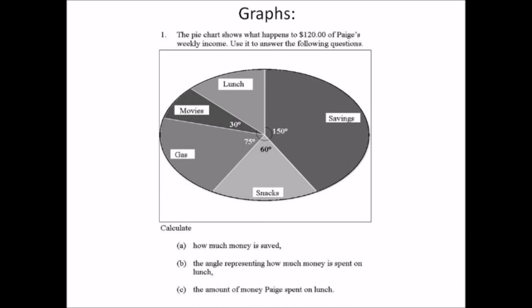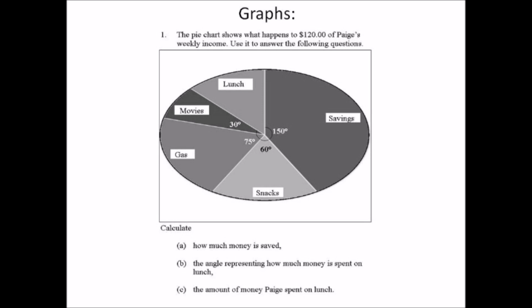Okay, graphs. The pie chart shows what happens to Page's $120 weekly income. Use it to answer the following questions. A, how much money is saved? Go to savings and calculate it. B, the angle representing how much money is spent on lunch. So that's the one they left out.